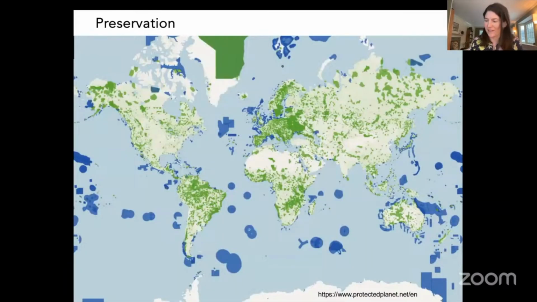And this is a map of another way of looking at this. This is a map of the global extent of what are now 280,000 protected areas worldwide, covering around 17% of land and 8% of marine area. Despite this massive increase in preservation, biodiversity continues to decline precipitously, as measured by some of the metrics that I shared on the first slide.